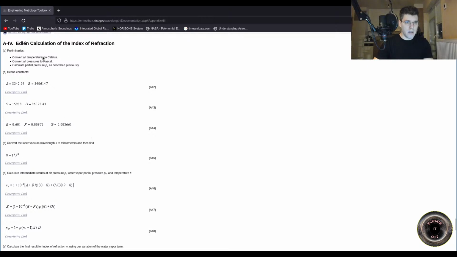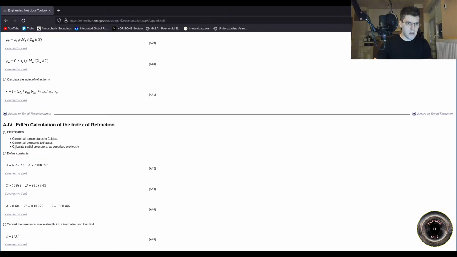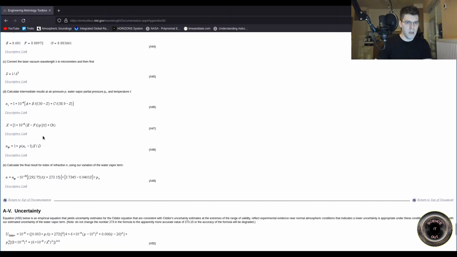And here is the Edlen calculation. If you compare this, there is a lot of constants here, and a bit smaller number of constants here, so that might have been what made me decide on this equation. It's actually fairly simple. You calculate this, substitute it into the next thing, and basically you have this whole index of refraction.